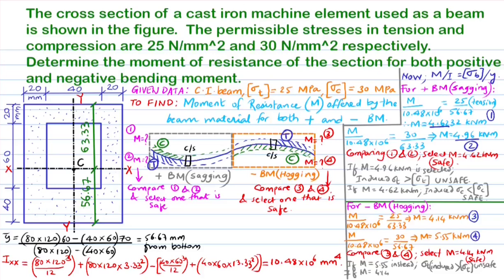Alternatively, if we assume the safe moment of resistance as 4.14 kilonewton meter, the lower value, instead of 5.55 kilonewton meter, the higher value, then this would induce a compressive stress of value less than the permissible compressive stress of 30 Newton per millimeter square, which is definitely safe and may not induce any failure in compression.